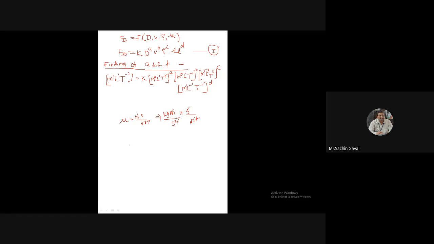Can you find out now A, B, C by equating powers of L? Very good. Find now the powers A, B, C, D. Tell me: A is equal to, B is equal to, C is equal to, and D is equal to. Tell me.